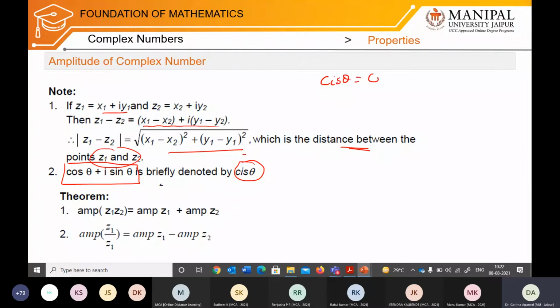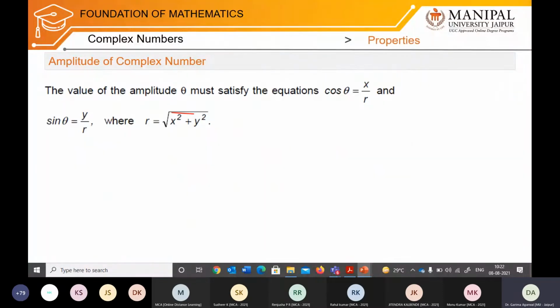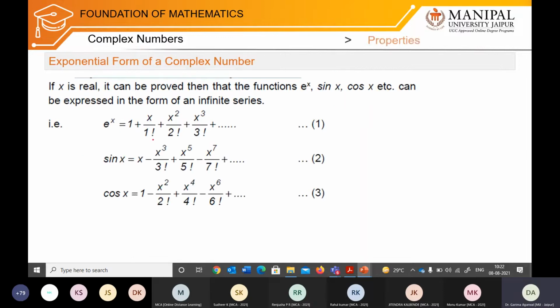Cis theta can be written as cos theta plus iota sin theta. Then amplitude z1 times z2 can be written as amplitude z1 plus amplitude z2, and amplitude z1 by z2 can be written as amplitude z1 minus amplitude z2. These are a few basic properties. No proof is required. Now we know that cos theta is x by r, sin theta is y by r, so the value of r will be root x square plus y square, that we have already discussed as well.